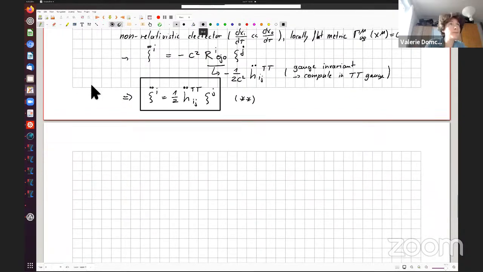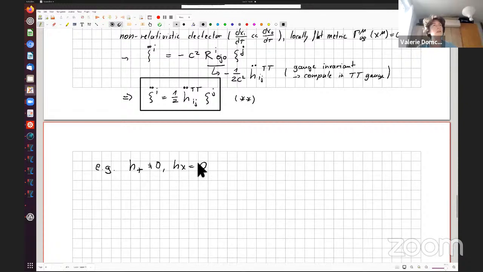So for example, let us consider the case where this h plus is non-zero and h cross is 0, just for simplicity, to study just one degree of freedom at a time. And this will, at the end of the day, be what is called the plus polarization.